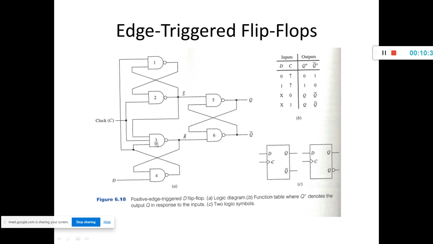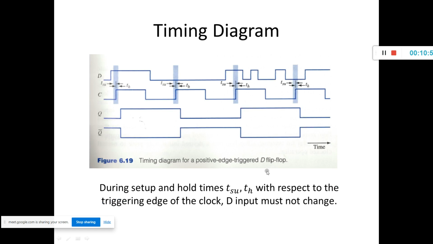This is the logic diagram of the positive edge triggered D flip-flop. Next we have the function table, where Q plus denotes the output Q in response to the inputs. And this is the logic symbol of the positive edge triggered D flip-flop.